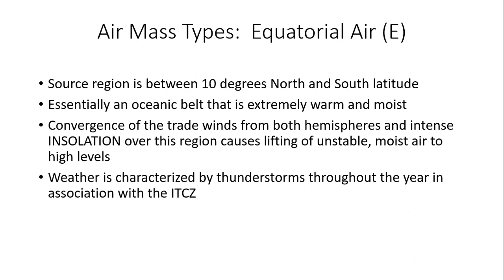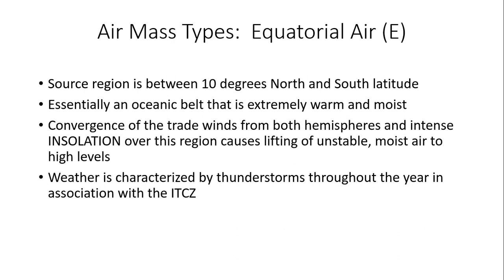And then equatorial air is abbreviated by the initial E. The source region is even closer to the equator. It covers 10 degrees north and south latitude. Essentially, it's an oceanic belt that is extremely warm and moist, just extremely muggy. From experience, I've been down to right around the equator area on a ship, and as well as Guam, and you just go outside and even walk, and your shirt is soaked from the amount of tropical moisture in the air, the equatorial air.